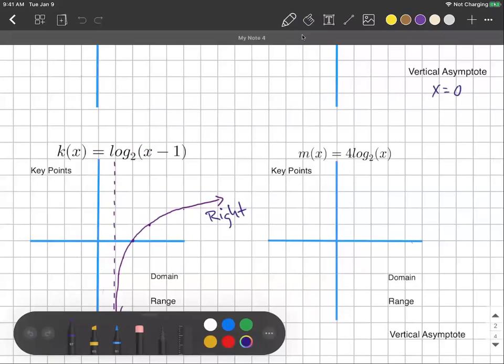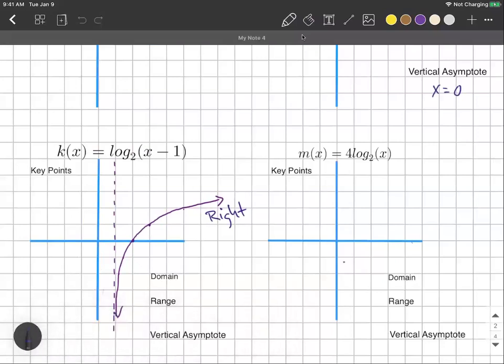So let's identify our key points. We had a key point that was at (1, 0). It's been moved to the right 1. So now, instead of being at (1, 0), it's going to be at (2, 0). Our other key point was at (2, 1). Now it's going to be at (3, 1). The domain is going to be from 1 to infinity because it's been moved over to the right. And the range is still from negative to positive infinity. Our vertical asymptote did get picked up and moved to the right 1. So now instead of being at x equals 0, it's going to be at x equals 1.